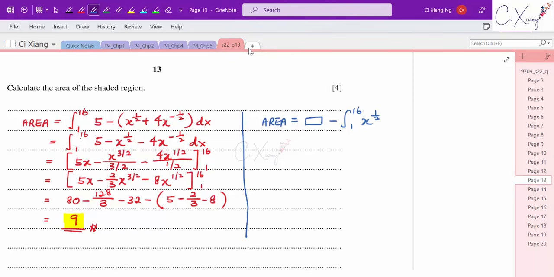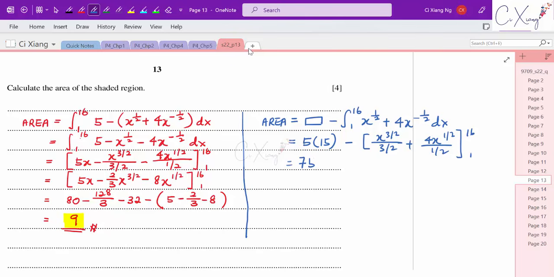So the curve function will be x power half, then plus 4x power negative half dx. And like what I showed you just now, the area of a rectangle is the height times base. So the height is 5, the base is 15, right? And you can integrate this part where x power 3 over 2 divided by 3 over 2. Same thing happens for the second term, divided by half. Then you substitute in the limits 16 and 1. And from here, I will have 75.